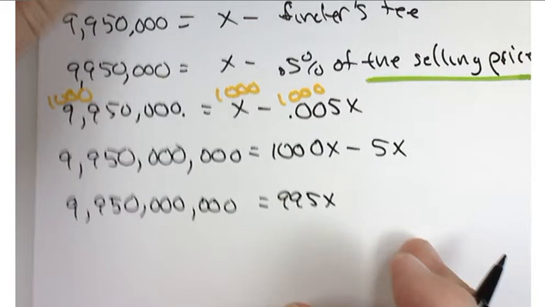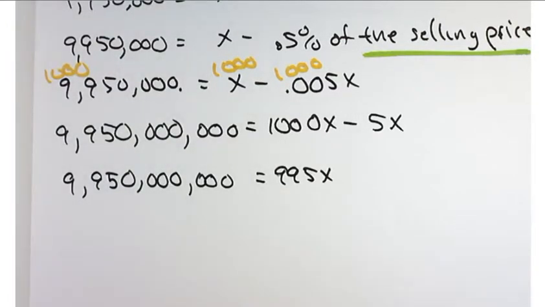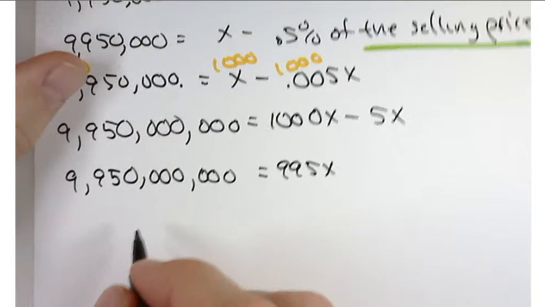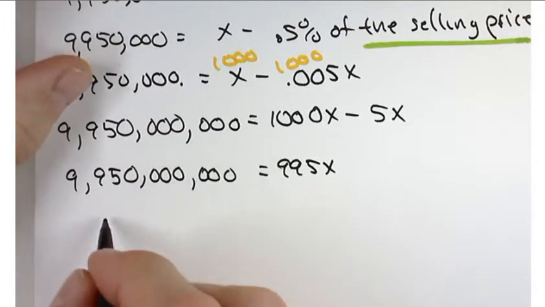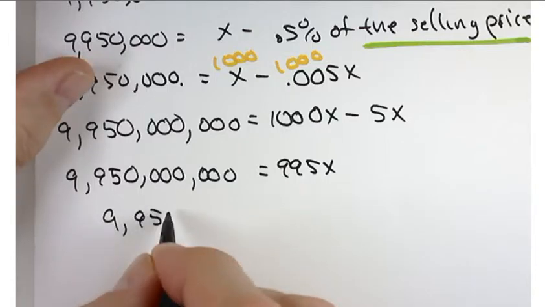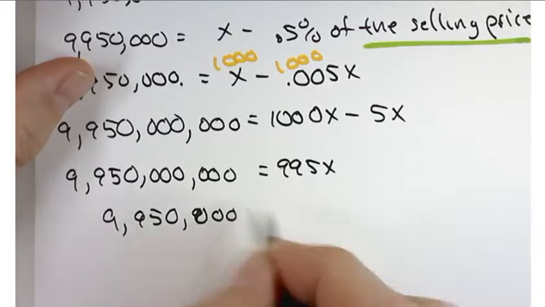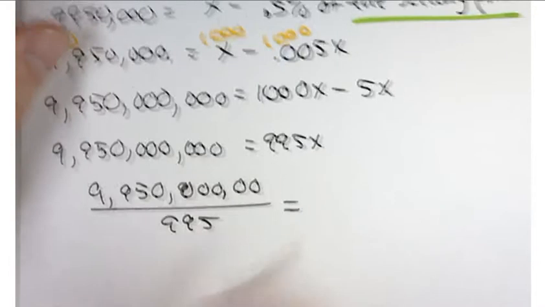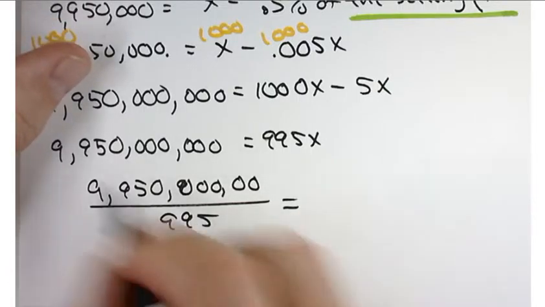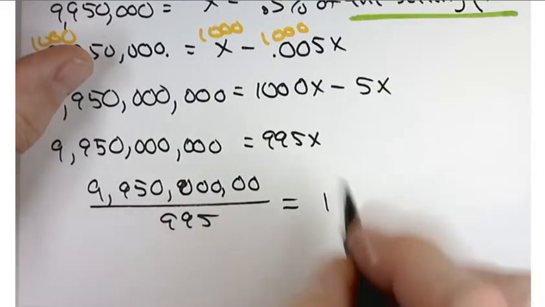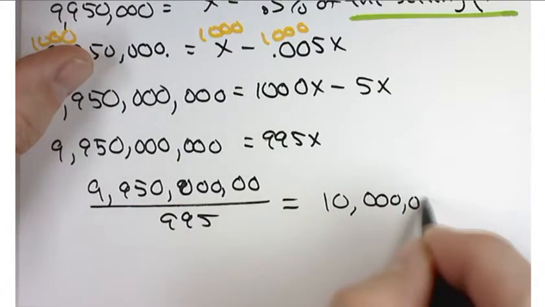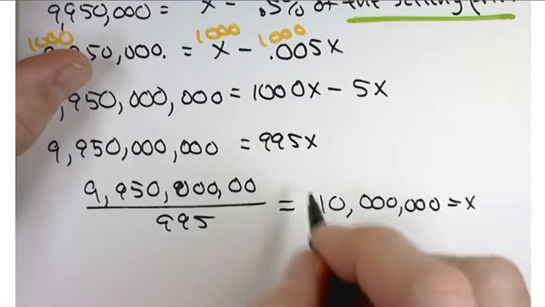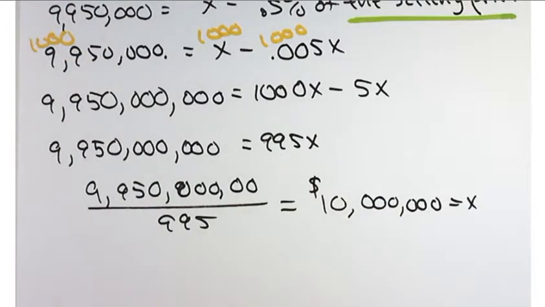995x. What's the last thing to do here? Divide by 995. So I'll take this and divide by 995. And that works out nice and evenly. This goes into that once, followed by 7 zeros. So $10 million should be the sale price if you're going to net $9,950,000.